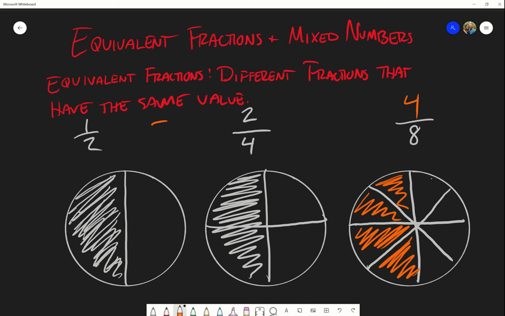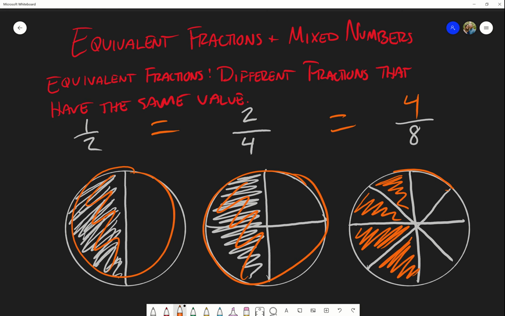All of these fractions are telling me the same value. It's telling me 1/2 of the circle, right? This is a circle, and it's 1/2 of the circle. This is a circle, and this is all 1/2 of the circle. All of these fractions are the same. They're equivalent fractions.